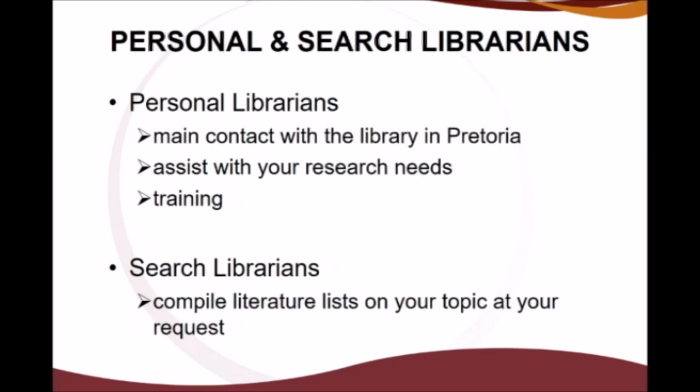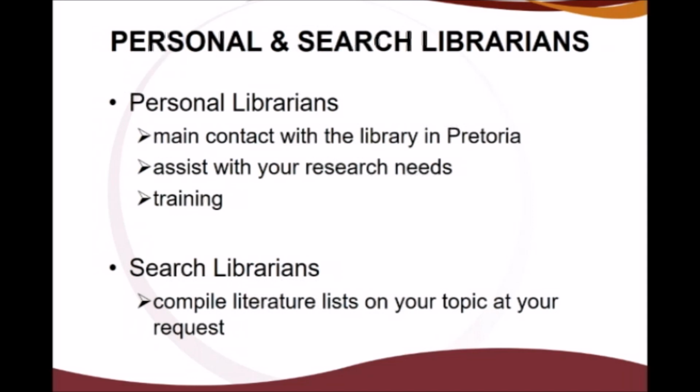So if you are about to write your research report, you're free to contact your subject librarian to help you with your research material, help you with your literature searches, or you can contact another group in the library, they are called the search librarians, who will compile a literature list for you on your specific topic. The turnaround time might be a little bit longer than when you contact your personal librarian.